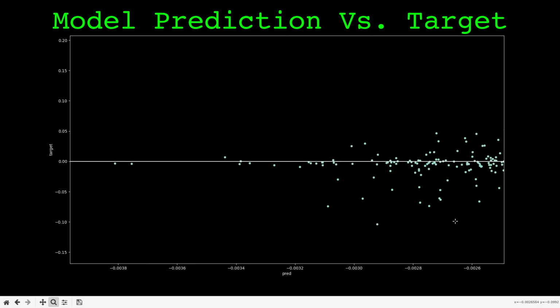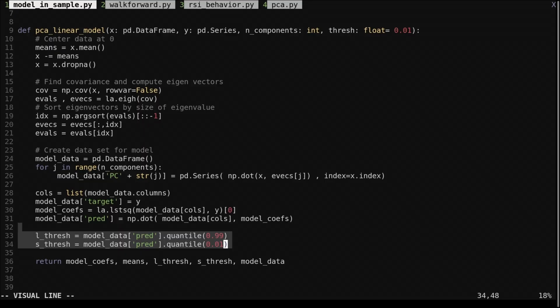This phenomenon isn't exclusive to this model. It's present in almost every model and indicator. In market data, values at the extremes tend to have the most predictive power. This is why we get the 99% and 1% quantiles of the prediction. The 99% quantile serves as the threshold to take a long position, and the 1% quantile is the threshold for a short position. Let's walk forward this model to see if it works out of sample.